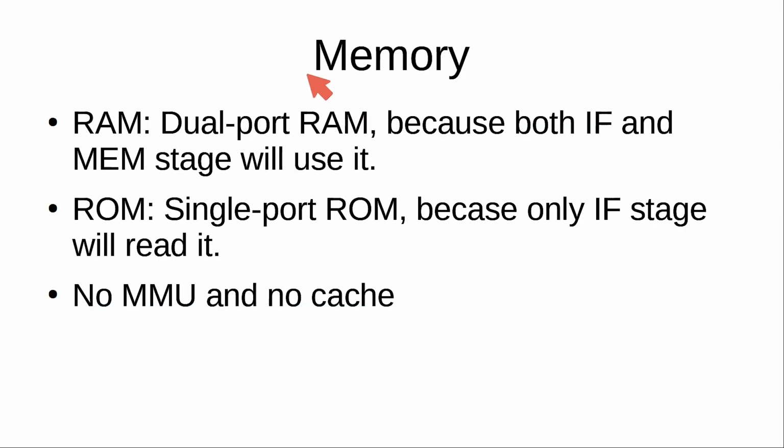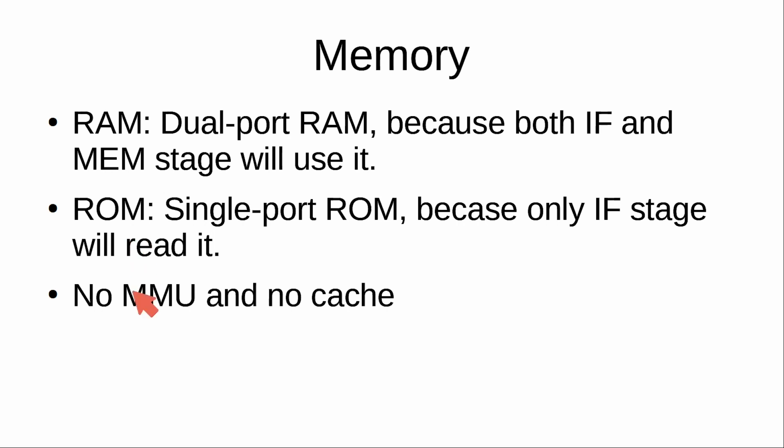Alright, enough of the theory on the CPU design. Now let's move on to the peripherals. The first peripheral that I'm going to talk about is the memory. There are two types of memory on our SoC. The first type is the RAM, which is made of the dual port RAM. We need dual port because both the instruction fetching stage and the memory stage will use it. For the ROM, we only need a single port ROM because only the instruction fetching stage will read from it.